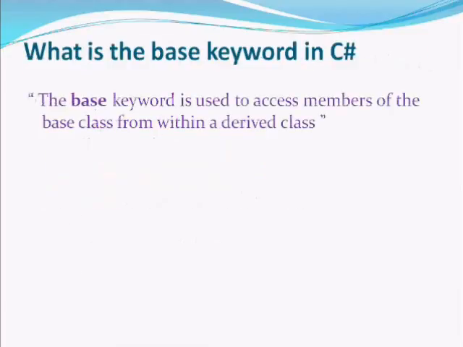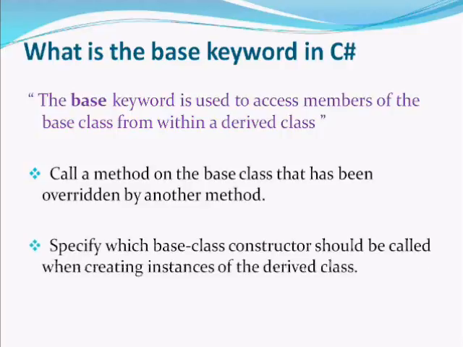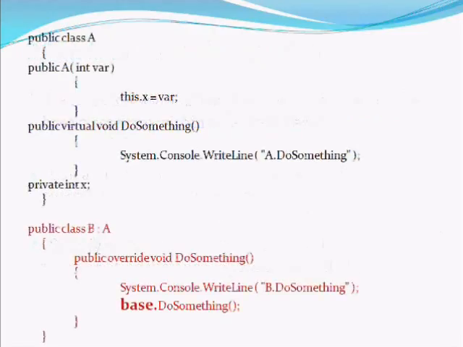What is the base keyword in C#? When you derive from a class, oftentimes you need to call a method or access a field, property, or indexer on the base class from within a method on the derived class. The base keyword exists for this purpose. The first point is to call a method on the base class that has been overridden by another method. The second point, to specify which base class constructor should be called when creating an instance of the derived class.